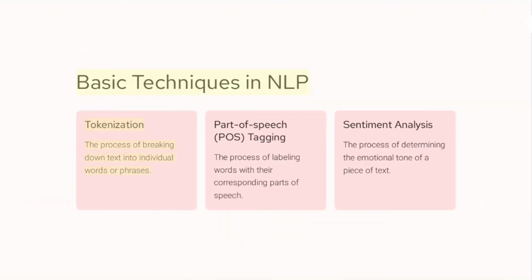Basic techniques in NLP. Tokenization: the process of breaking down text into individual words or phrases. Part of speech (POS) tagging: the process of labeling words with their corresponding parts of speech. Sentiment analysis: the process of determining the emotional tone of a piece of text.